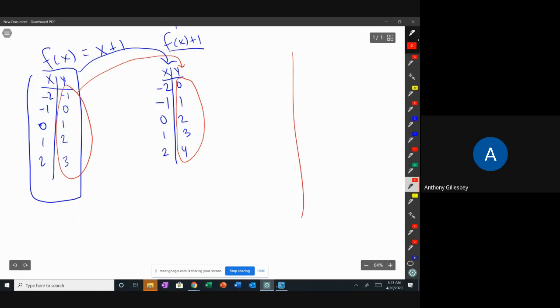And when I graph that, right, if I graph the original points, right, -2 is -1. -1 is 0. 0 is 1.